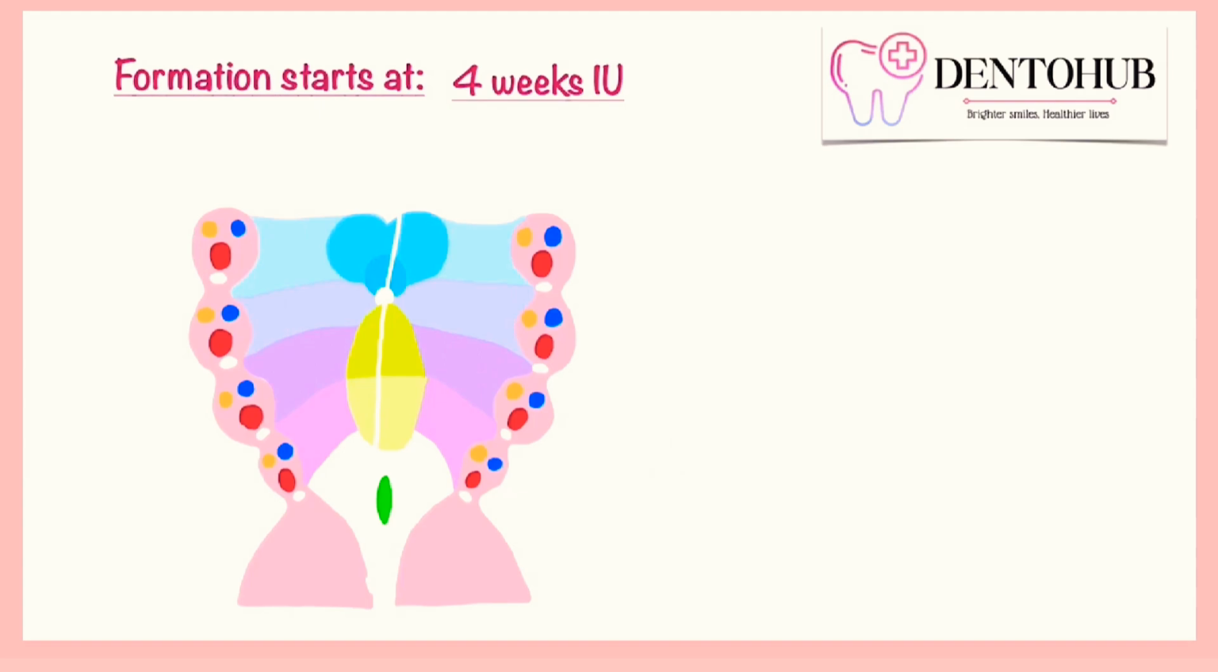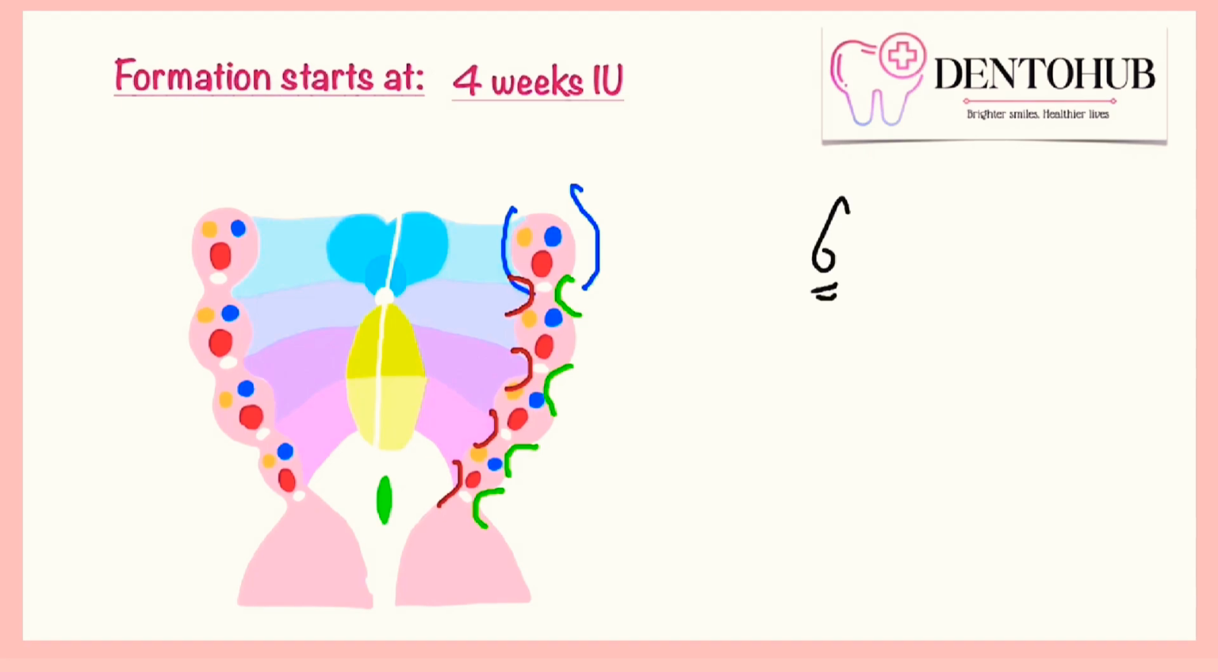These are the pharyngeal arches. These are the pharyngeal pouches. And these are the pharyngeal clefts, or we can say pharyngeal grooves. Now we have 6 pharyngeal arches in total.